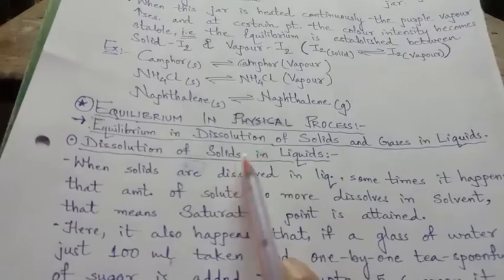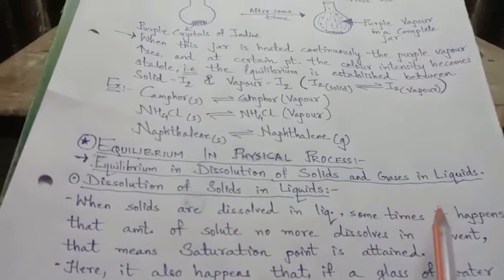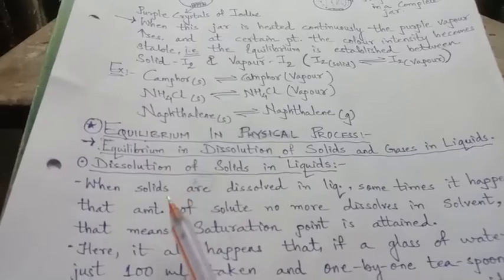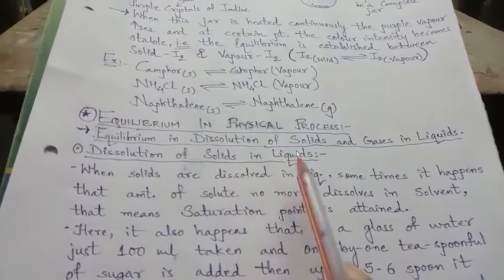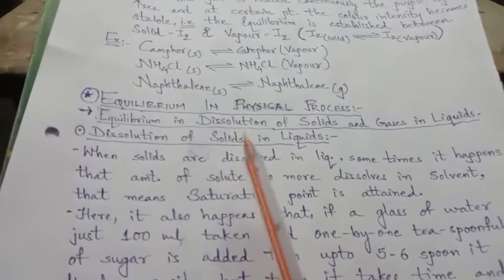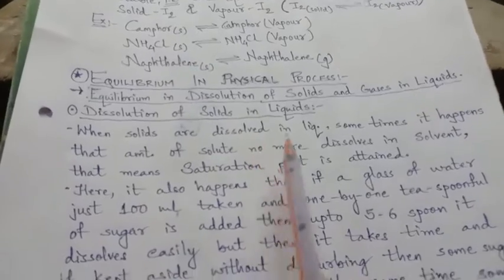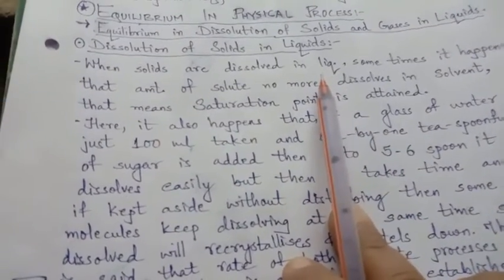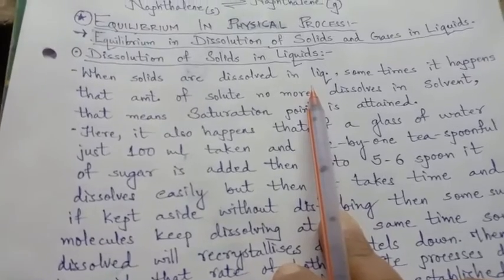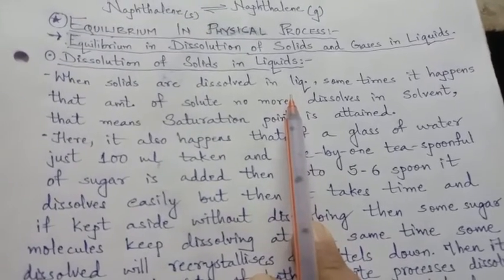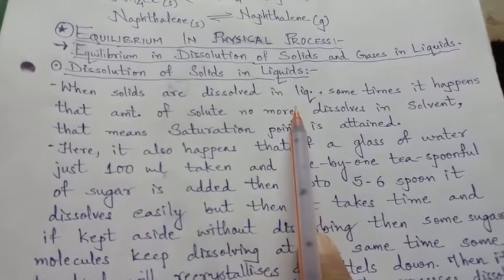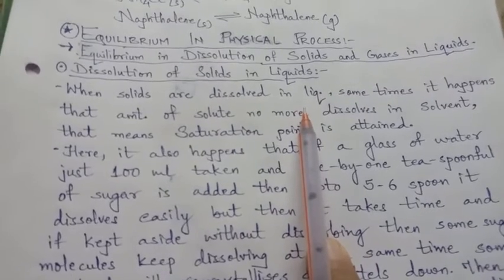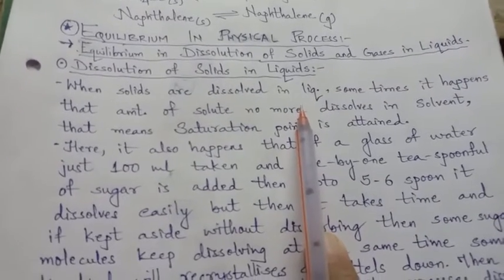Now, let us further see the equilibrium in dissolution of solids and gases in liquids as a part of physical process. In it, here the equilibrium in dissolution of solids in liquids. Now these all we know since younger classes. When solid dissolves in liquid, up to a certain extent the solids are able to dissolve in liquid. But after some time, the solids are not able to dissolve in liquid because the space which is present in the liquid, that much amount of solid is able to dissolve in it.